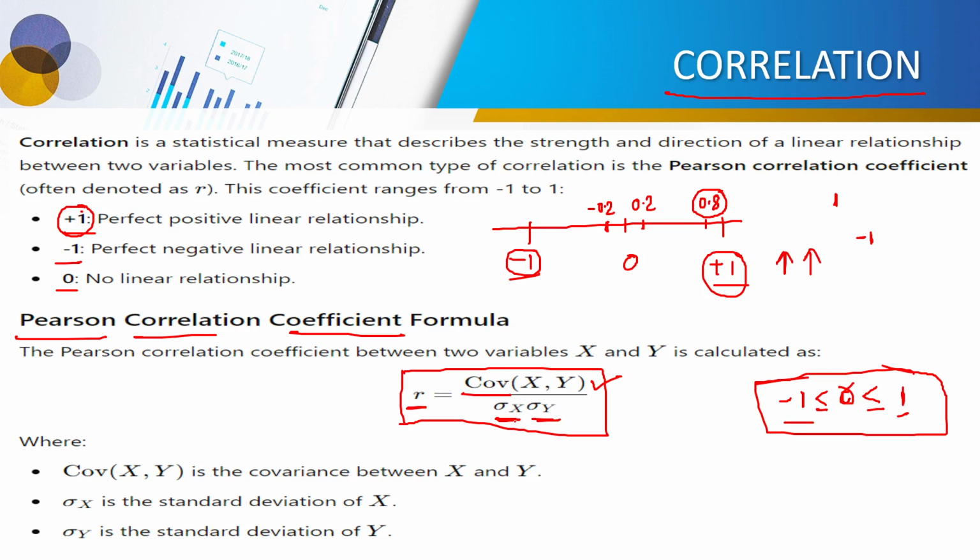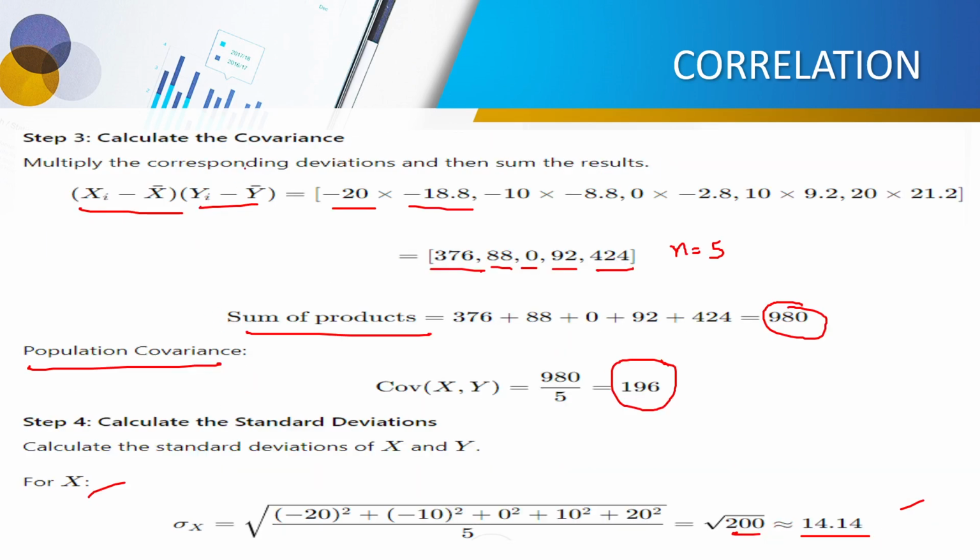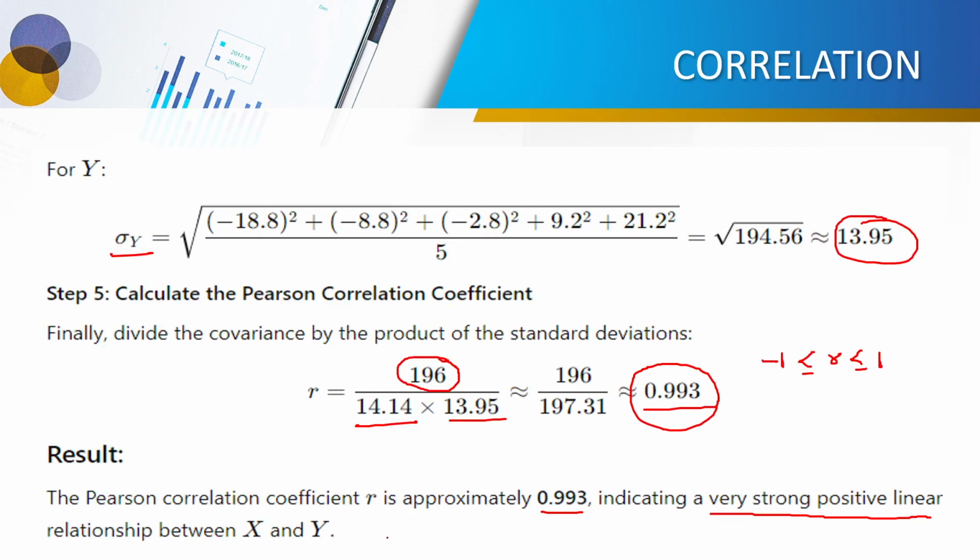So covariance of xy divided by standard deviation of x and standard deviation of y. So this stuff we covered here. Initially we are calculating a mean. Next we are calculating deviations from the mean. Third step, we are calculating a covariance, and then we are calculating a standard deviation of x and standard deviation of y. And that will give you the value of r, which is your correlation coefficient, which is always in the range of -1 to 1.